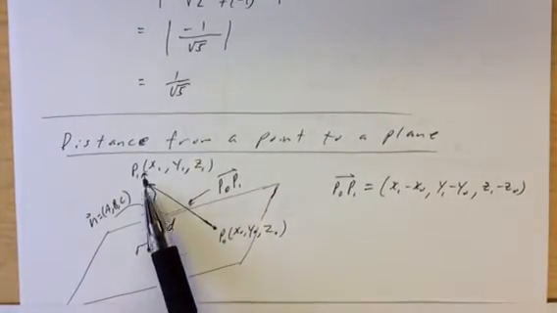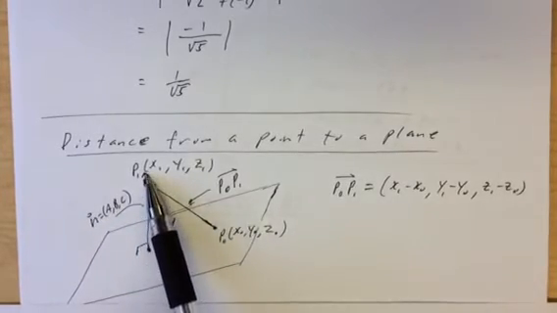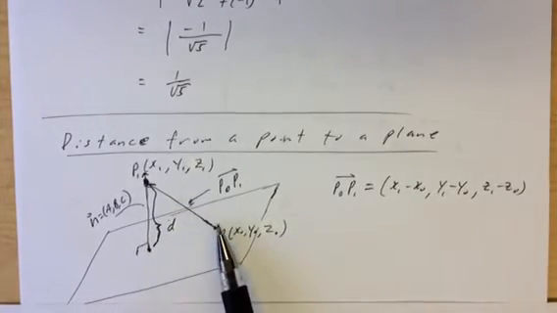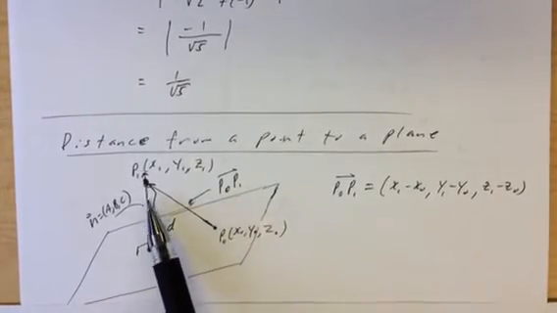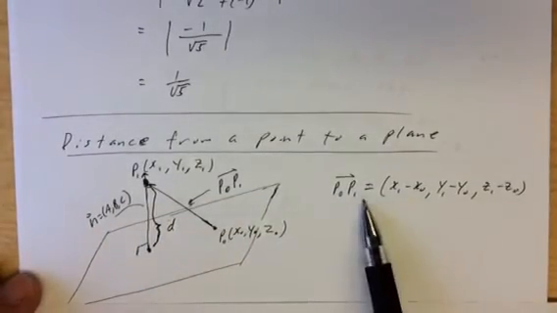Now we've got P0P1. We're going to project that onto the normal again. The normal is (A, B, C) this time. The normal may be longer or shorter than this distance, and may even go in the opposite direction, but still the scalar projection will give us that distance. P0P1 is this.